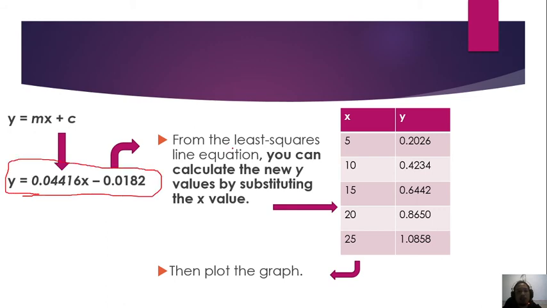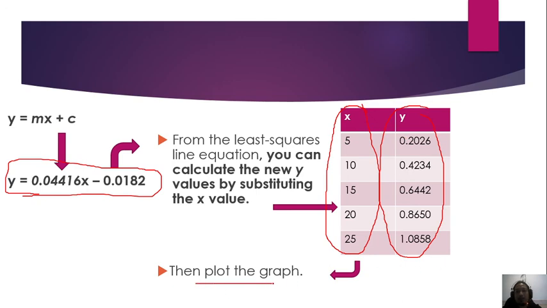From this equation, you can calculate the new y values by substituting the x value. So, kamu akan refer balik nilai x yang asal, kamu akan masukkan dalam the new equation to get the new y value. So, this is the new y value. From this x and y value, you can create a new graph. So, this is the graph yang dinamakan sebagai least square method.